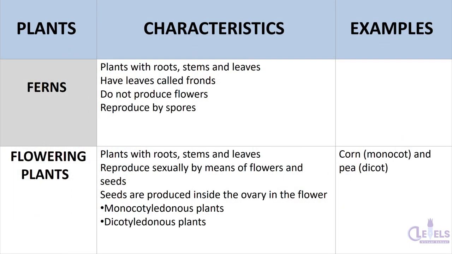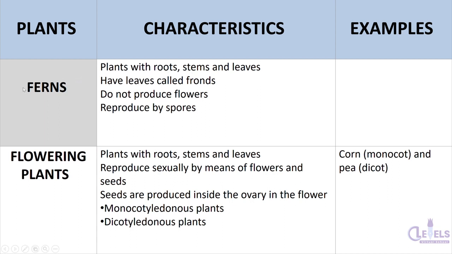Now coming to plants. Plants are divided into 2 major parts. They're either flowering plants or non-flowering plants. Non-flowering plants are referred to as ferns. These plants have roots, stems, and leaves, but they don't have flowers. Their leaves are called fronds.